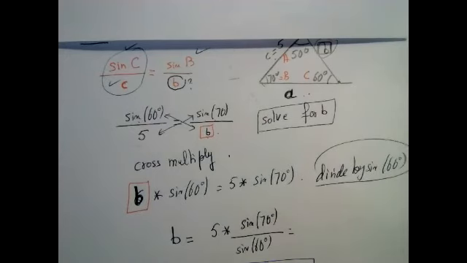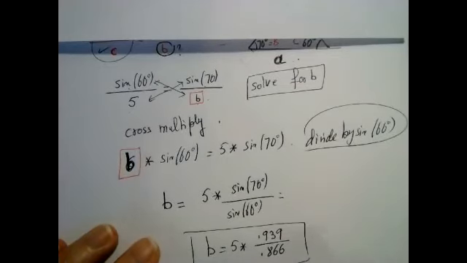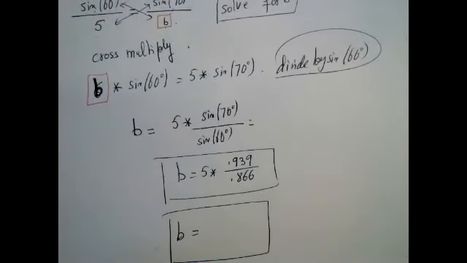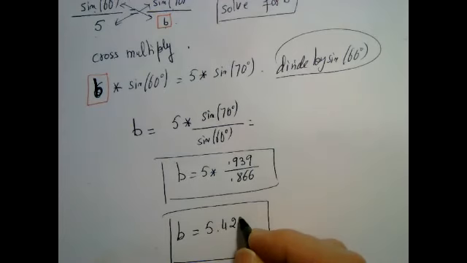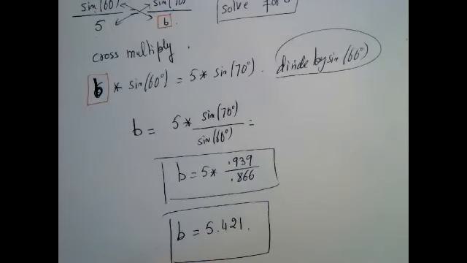Divided by sine of 60, which is 0.866. So finally, I will get b equal. Okay, now I use my calculator. So it's 5 times 0.939 divided by 0.866, which is I'm getting 5.421. Okay, and that will give me my b.